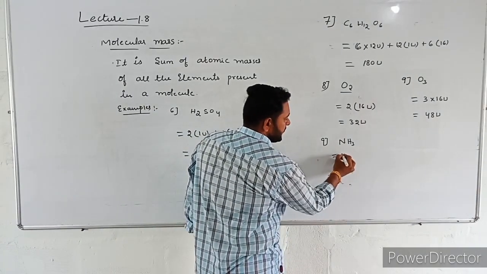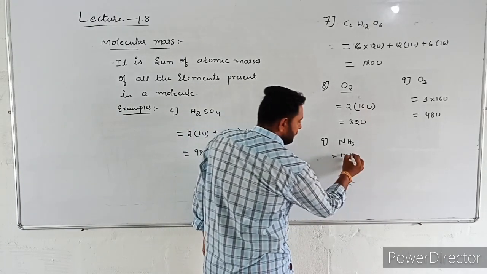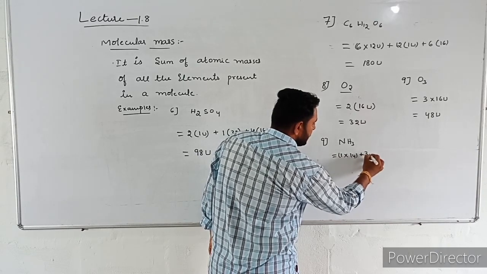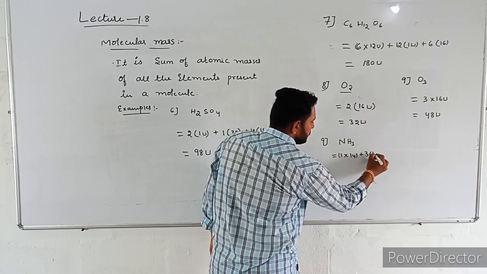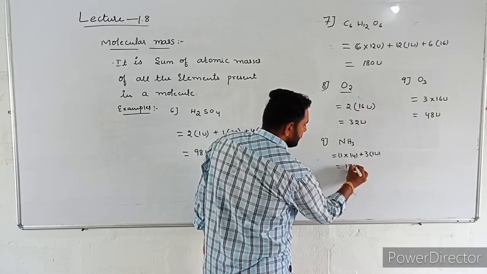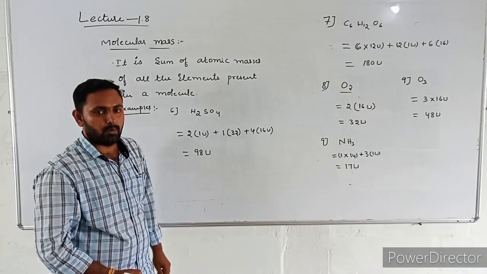How many nitrogen atoms are there? 1. What is the atomic mass of nitrogen? 14. Plus, how many hydrogens are there? 3. What is the atomic mass of hydrogen? 1 U. 14 plus 3, total 17 unified mass. This is the molecular mass of ammonia.